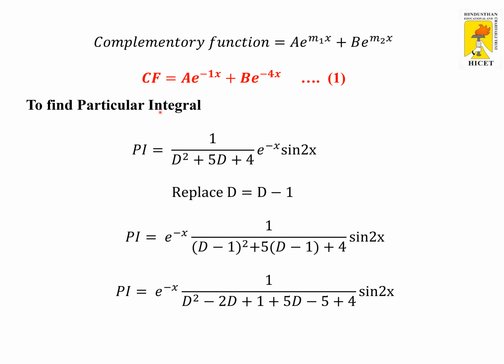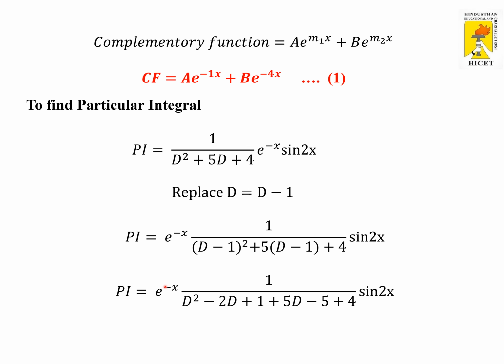Next, we are going to find the particular integral. Particular integral equals 1 by f of D, that is D squared plus 5D plus 4, into f of x, e power minus x into sine 2x. In this case, we are using type 4, that is e power ax into sine bx. Just replacing D by D plus a is our first step. Here, we replace D by D minus 1 since a equals minus 1. Now we bring this e power minus x to the front. So, e power minus x into 1 by (D minus 1) whole squared plus 5 into (D minus 1) plus 4, into sine 2x.